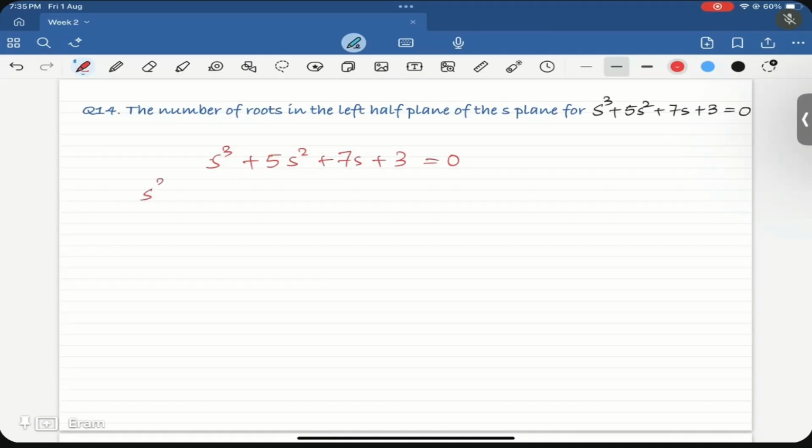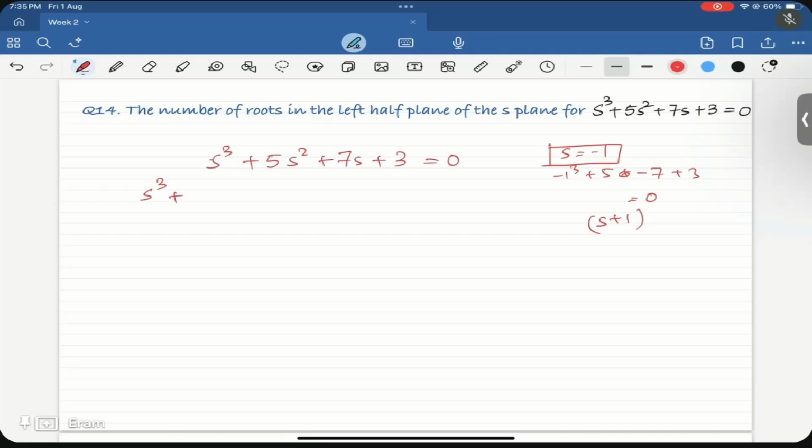Okay, so we can factorize this one. At first glimpse, by putting s equals -1, we see that (-1) cube plus 5 minus 7 plus 3 goes to 0. So s equals -1 is one of the roots, and one of the factors is s plus 1. Based on this, we will start factorizing this.